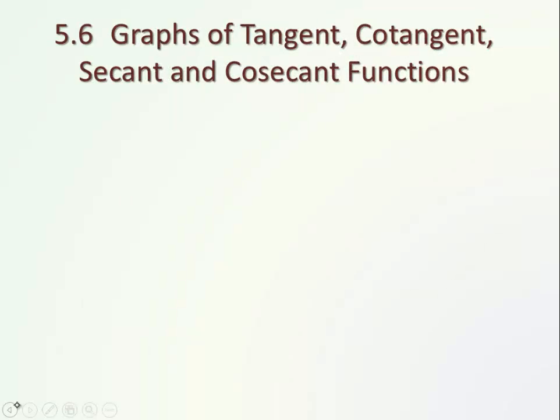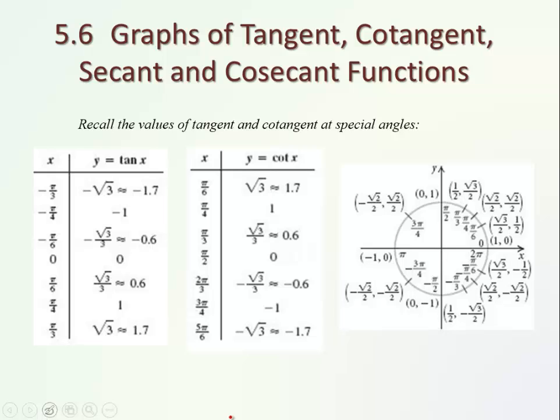In this lesson, we'll investigate graphs of tangent, cotangent, secant, and cosecant functions. Let's recall how we came up with values for special angles for the function of tangent or cotangent. Tangent of any angle t was the ratio of y over x. And if we have the unit circle with the coordinates of points defining special angles, then for example, tangent of pi quarter, if the terminal is going here, is y over x.